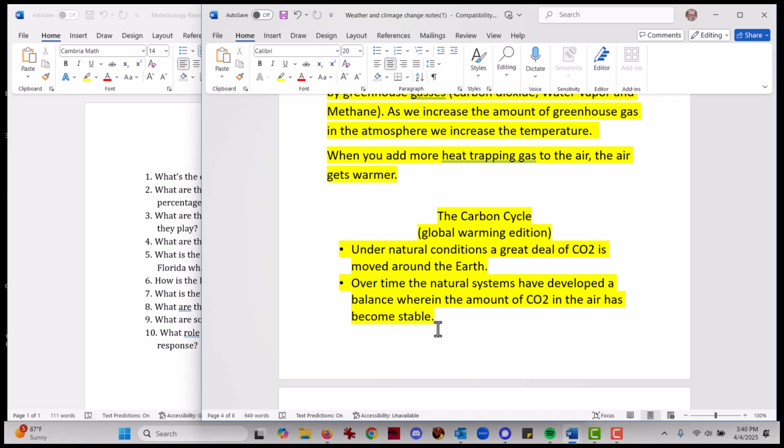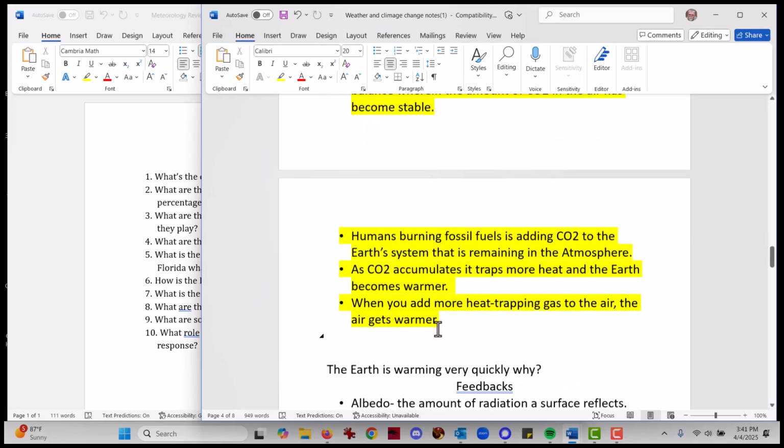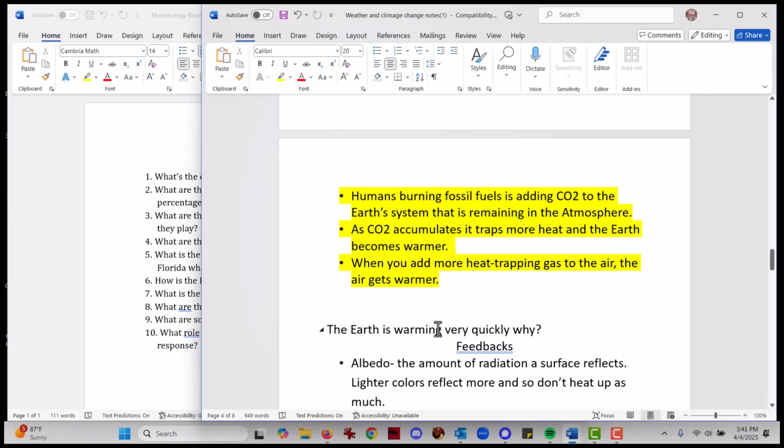Under natural circumstances, yes, there is a lot of carbon dioxide moving around our atmosphere. The problem, of course, is when we burn fossil fuels, we pump more carbon dioxide into that cycle than it can handle. And so that extra carbon dioxide accumulates. And one more time, when you add more heat trapping gas, the air gets warmer. These should be little subscripts, but I'm not going to change them.